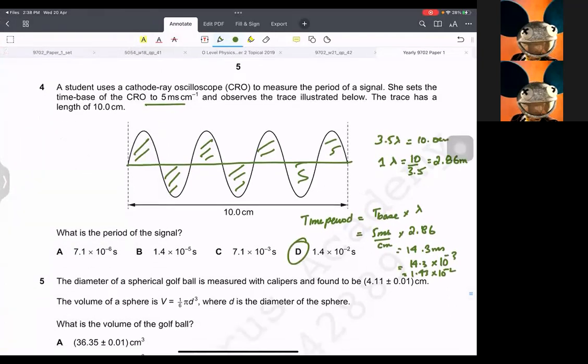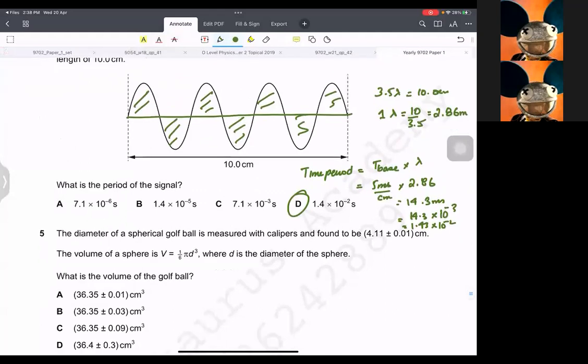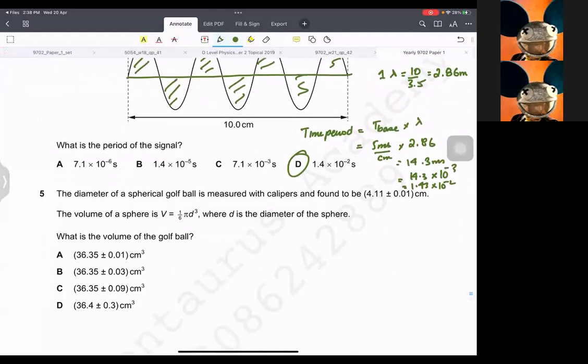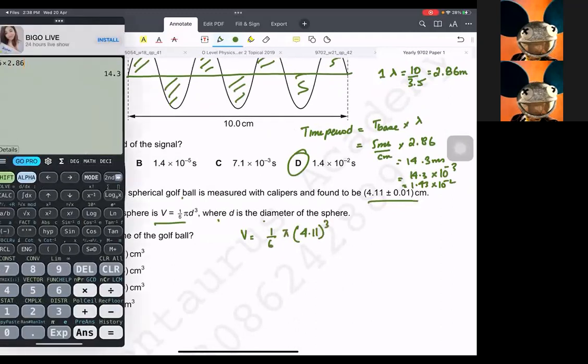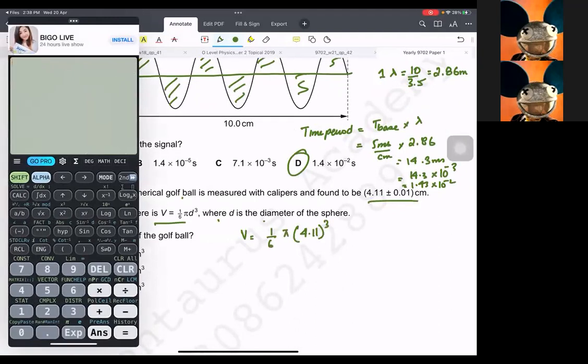Now, the diameter of a golf ball is measured with calipers and found to be this. The volume is this, where D is the diameter. What is the volume? Okay. First of all, we're going to find the volume. 1 by 6 pi, 4.11 cubed. Okay, so I'm getting 36.35.